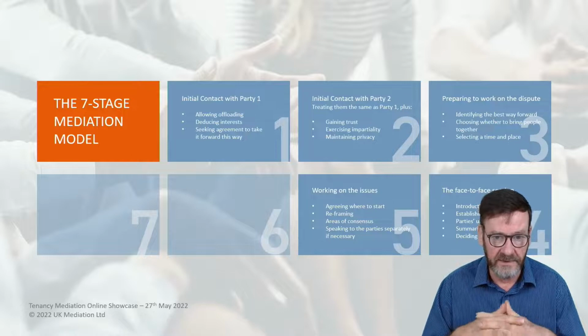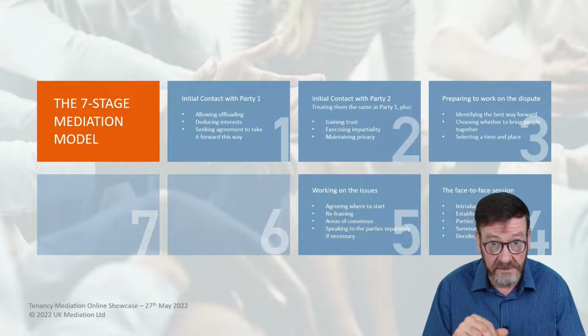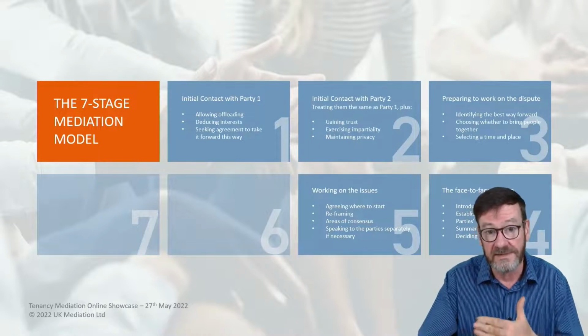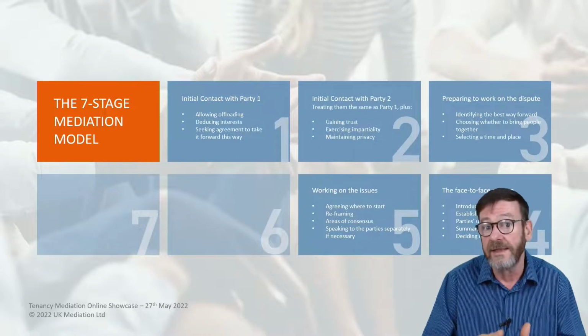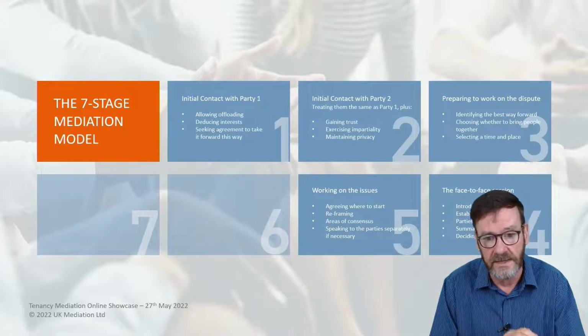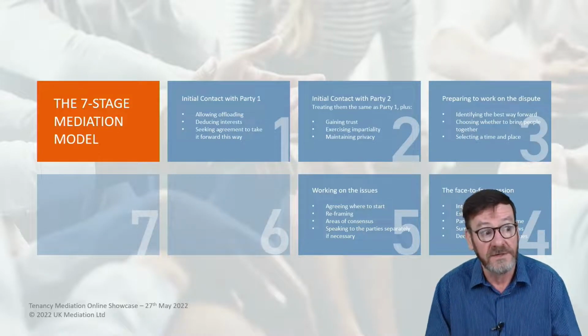Sometimes we have to speak to the parties separately, either if things get heated or if they persistently break the rules or if they fail to mention something really important which they've said to the mediator in private, which they then don't bring up in the joint session. So there's a few reasons why we might have joint meetings and why we'd speak to the parties separately. But otherwise what we're doing is getting the negotiation going.